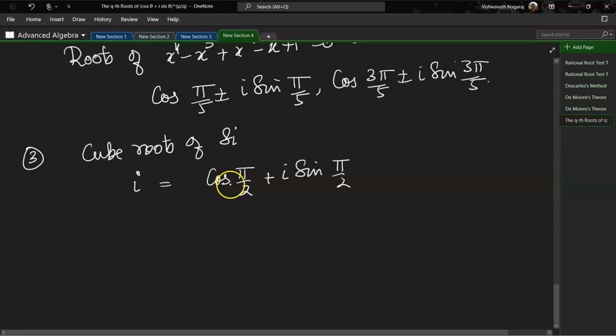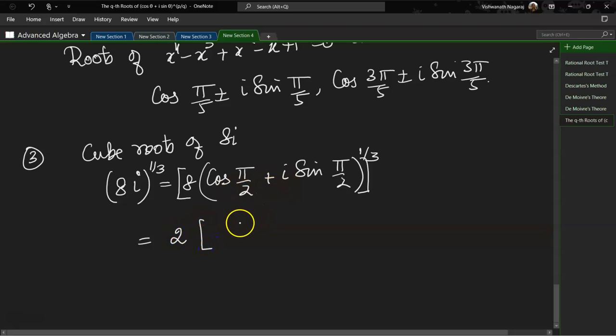This is 0. Fine. If I say 8I here, now what happens? I need to multiply this entire thing by 8. Now we require cube roots of this. So 1 by 3, which means the power 1 by 3 for the entire thing. Now we know the cube root of 8 is 2.